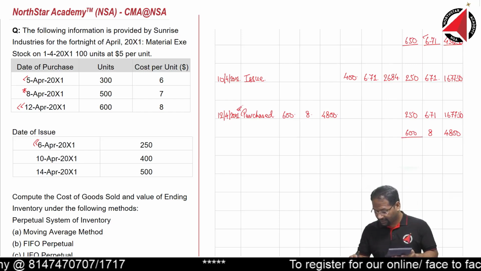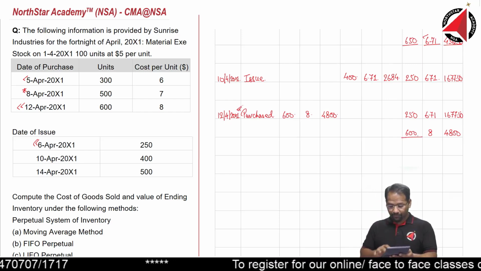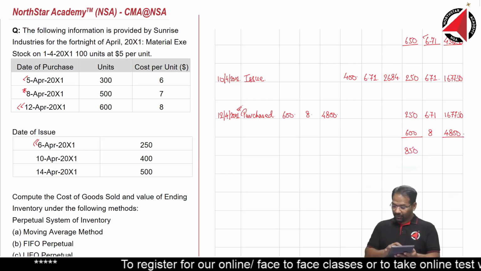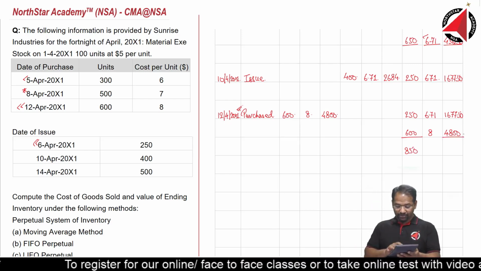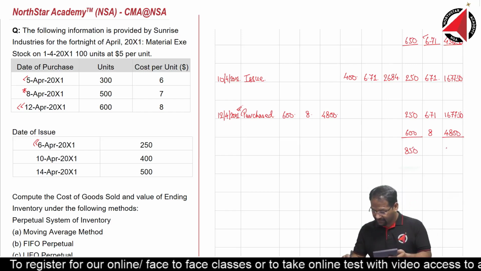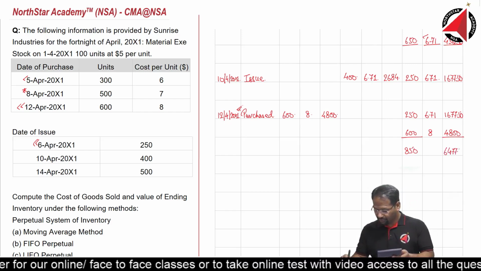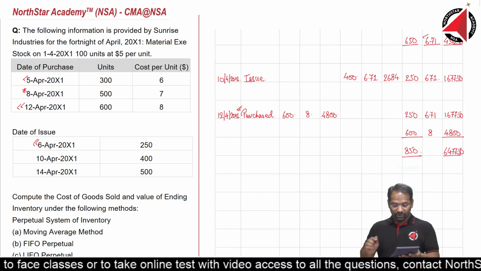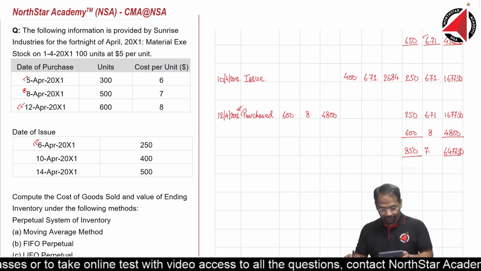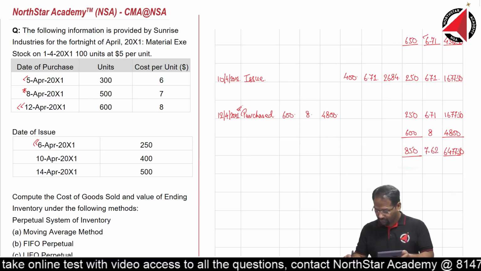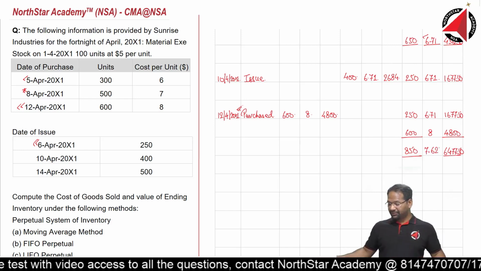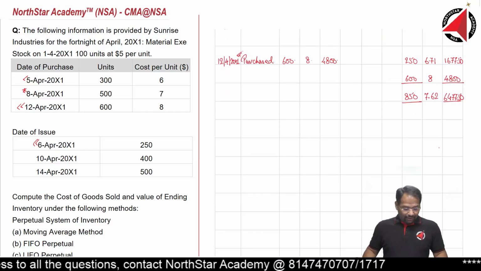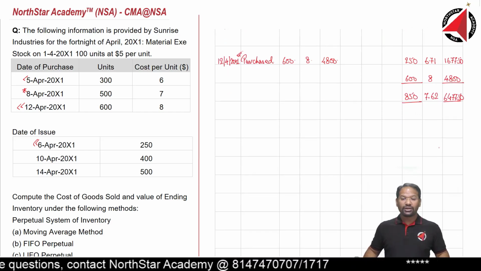Good. So 600 plus 250, 850 units, and how much is the total cost here? 1677.5 plus 4,800. So we have 6477.50 divided by 850 units, we get 7.621 or 7.62. We got the cost per unit again. Now, which is the next date? So next date is 14th of April.